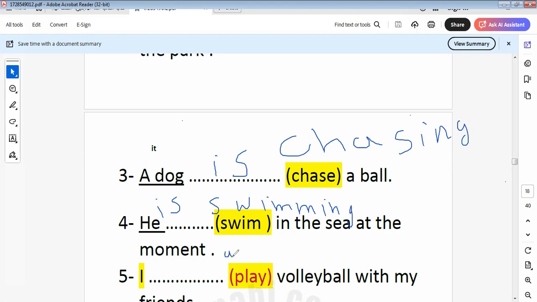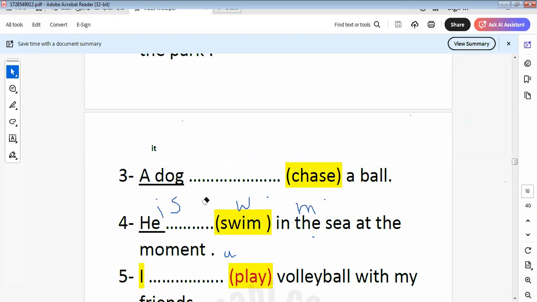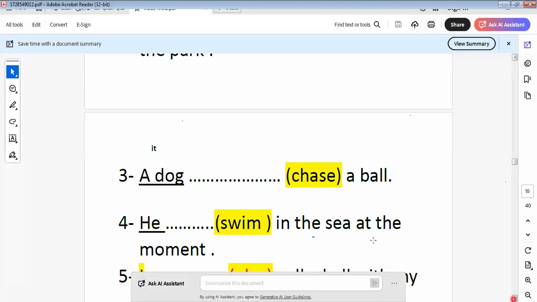I'm playing. I'm playing volleyball with my friends. Okay. I will leave the rest of the sentences for you to do by yourself as homework. Let's continue the rest of this part of the unit, and I will continue next class. Okay.